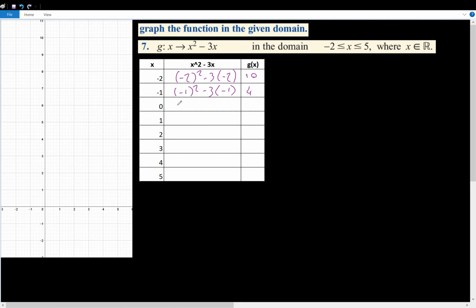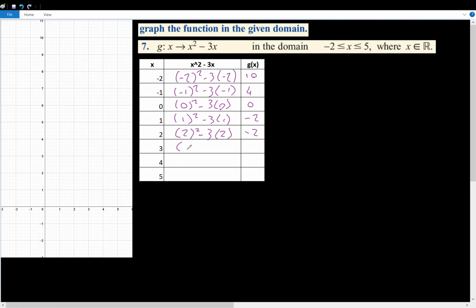For the next one, we're going to put 0 in, so we're going to get 0 squared minus 3 times 0, which is 0. We put 1 in, we get 1 squared minus 3 times 1, which is going to be 1 minus 3, which is minus 2. If we put 2 in, we're going to get 2 squared minus 3 times 2, which is 4 minus 6, which is minus 2.